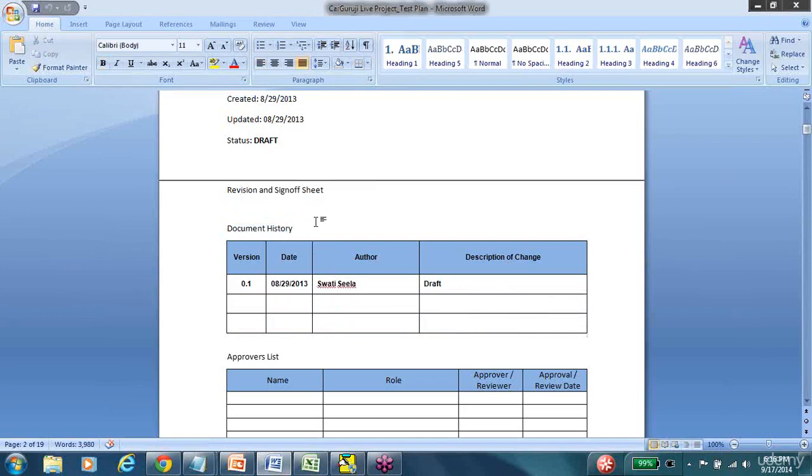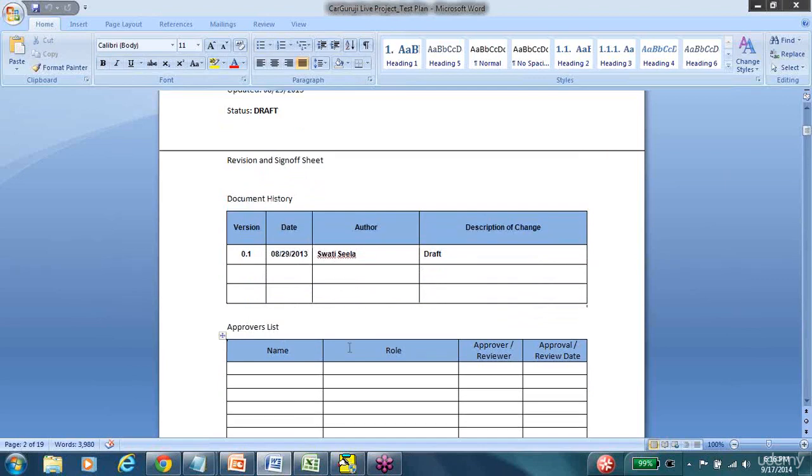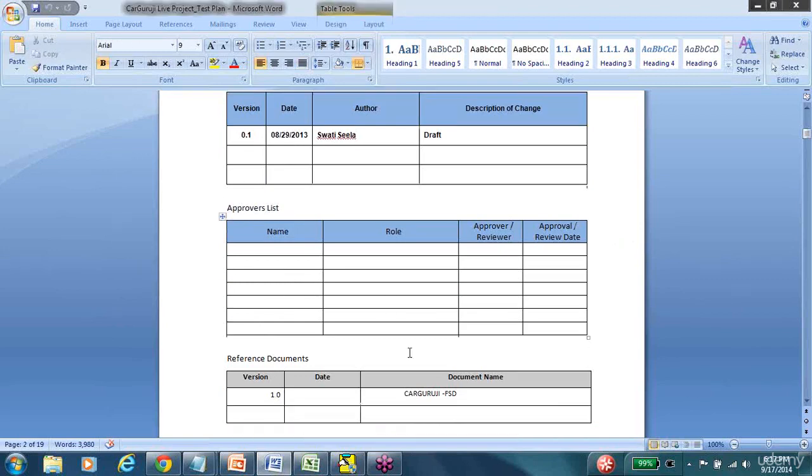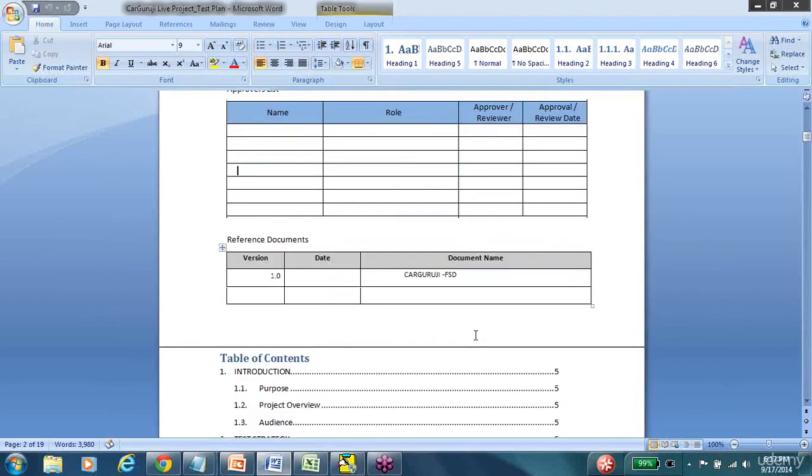Now if you ask me, do all test plans have all this? It is recommended to have all these sections, but not everyone will follow the same structure. Next comes the approvers list. We will talk about approvers, whether or not there are approvers, and if there are, who they are going to be, at the end of the session, at the end of our walkthrough on the test plan. But if there are any approvers, there is actually a table provided to record that as well. And then there is the reference documents.